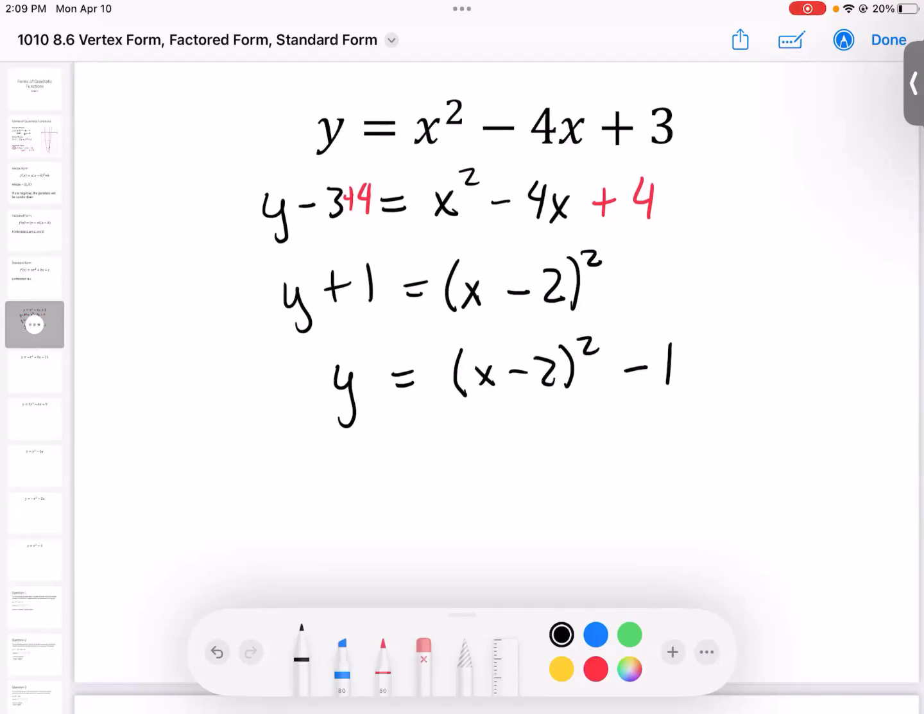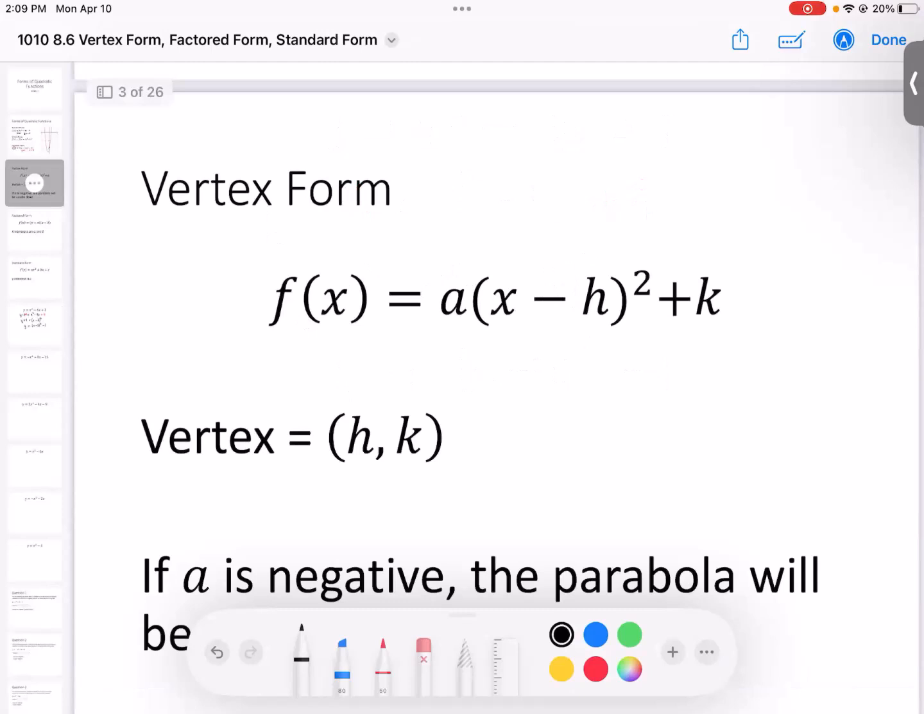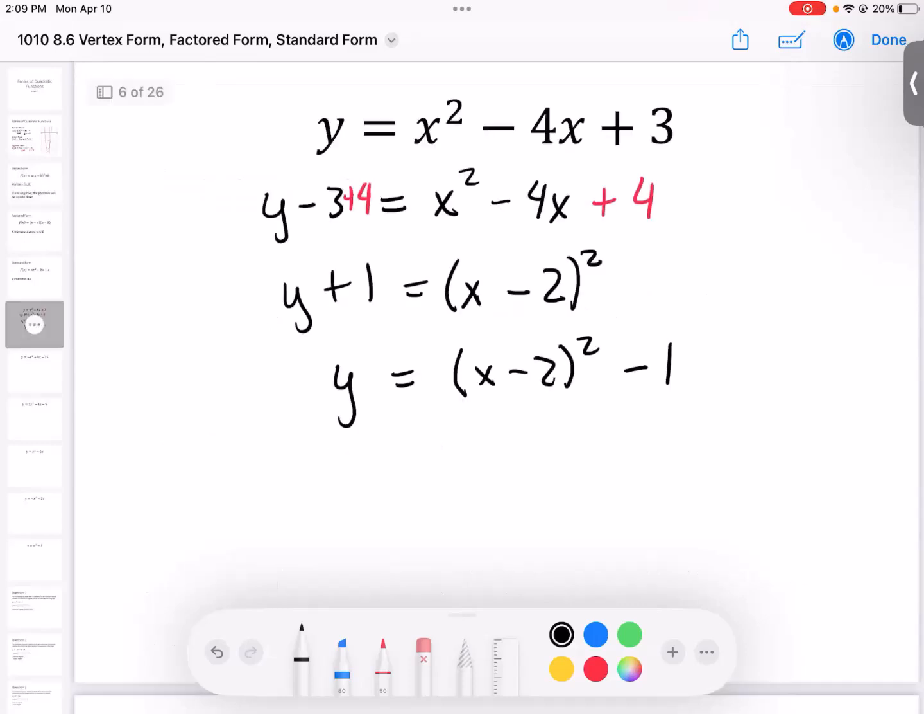And this is now in vertex form because the general form for a vertex form equation is that you have x plus or minus something inside the square. And then you can have something multiplied outside, and you can also have a constant out here. And so now that it's in vertex form, now I can figure out what my vertex is.